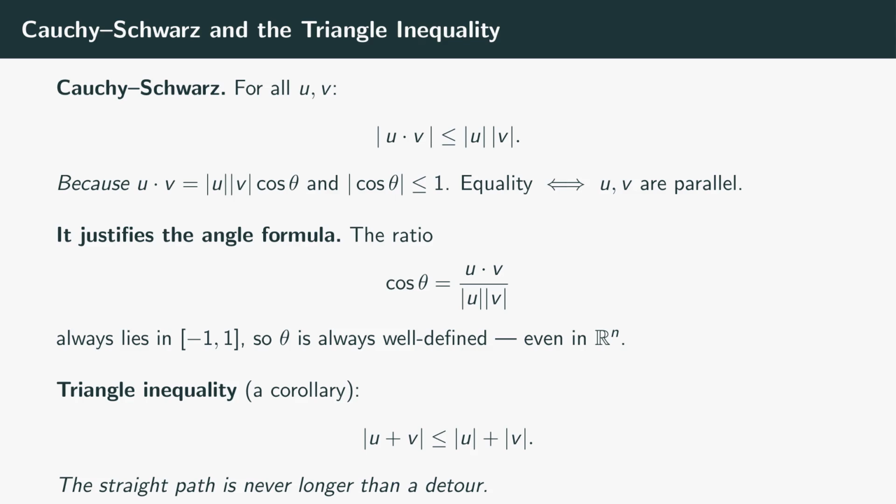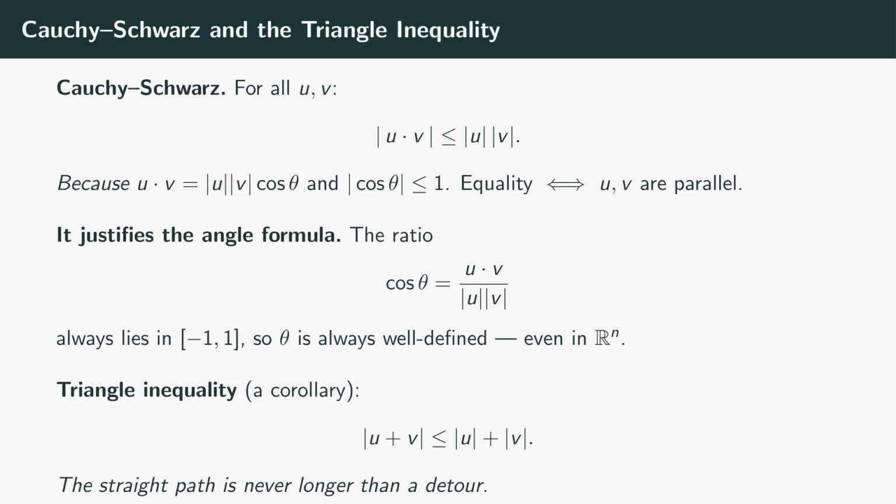Before the worked examples, one more gem that falls right out of the identity. Since the dot product equals the lengths times the cosine, and a cosine is never bigger than 1 in absolute value, the absolute value of the dot product can never exceed the product of the two lengths. That's the Cauchy-Schwarz inequality. Equality holds exactly when the vectors are parallel, where the cosine hits plus or minus 1. Cauchy-Schwarz quietly does crucial work.